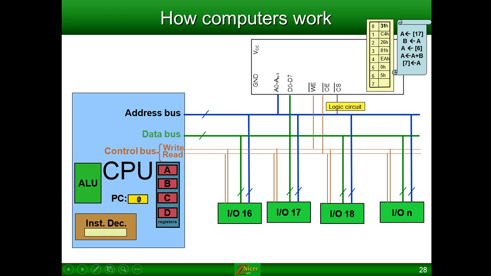So starting with 0 we have 31H. You can see that the address bus and program counter start with no increment, meaning zero instructions have been executed yet.